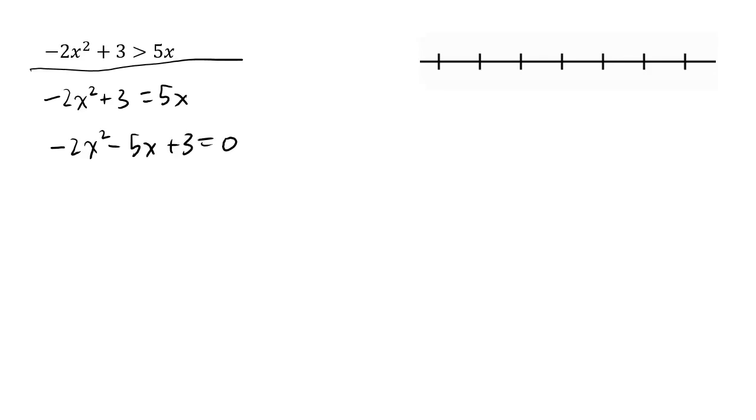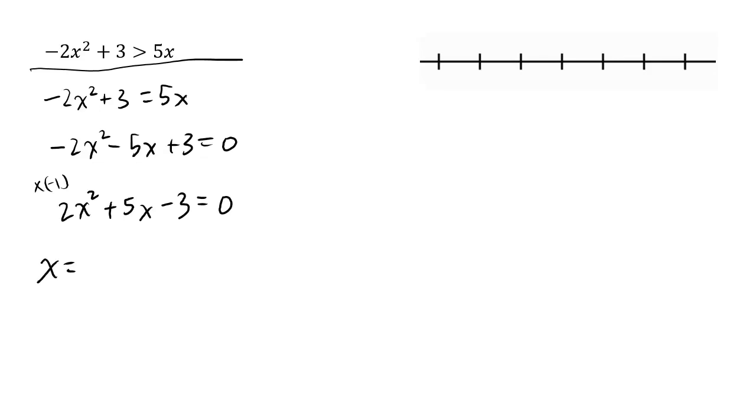And also, I don't like having negatives in front of x squared, so I'm going to multiply by -1 so that this -2 becomes positive 2x squared. This will also flip its sign, and this will now become negative because I multiply by -1.